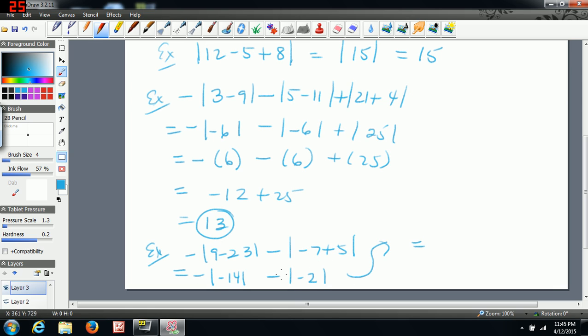So we did that first. Now the absolute of -14 is 14, positive 14. And the absolute of -2 is positive 2. So then we get -14 minus 2. We can even write one more step here. And that becomes -16. Okay, so that's how you would solve something like that. So that's absolute values.